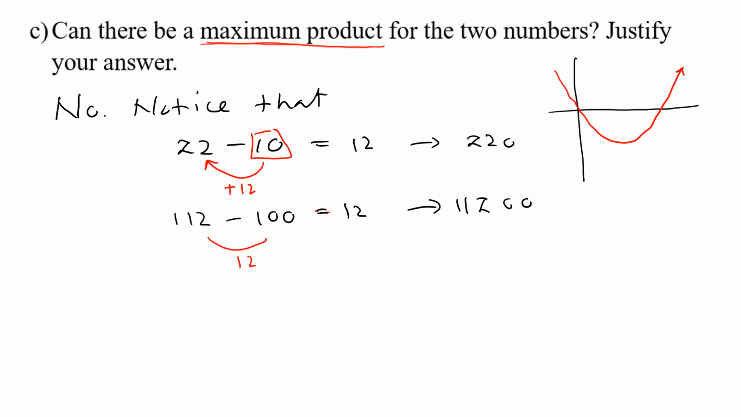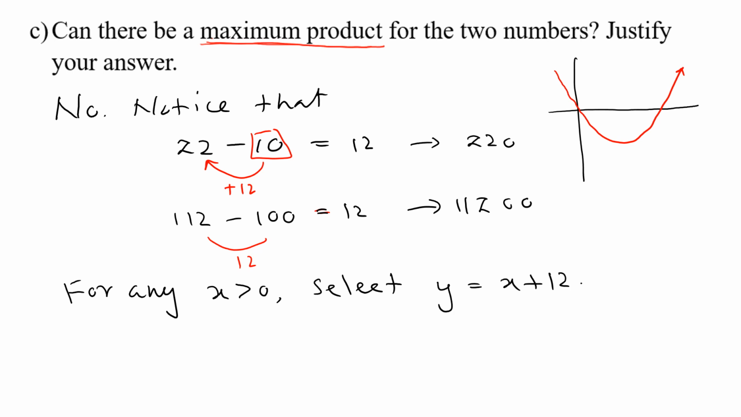So now how can you write this in mathematics? That's the problem, and you can clearly see that it's going on. This is how we can write it. For any positive x, you can pick an x positive and select y as x plus 12. You can always do that for any x.